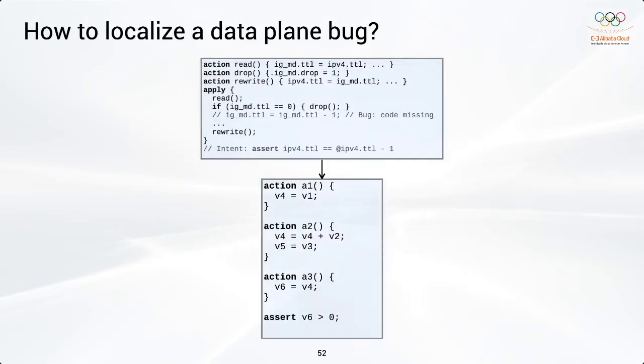First, we use the counter example to construct an execution trace that triggers the assertion. Next, we use a fast algorithm to find out suspicious statements in the trace. And finally, we use a verification-based slow algorithm to check the causality between the violated assertion and each suspicious statement. I will use an example to show how it works.